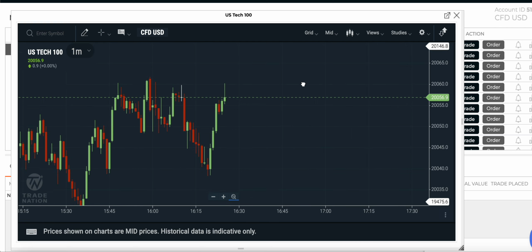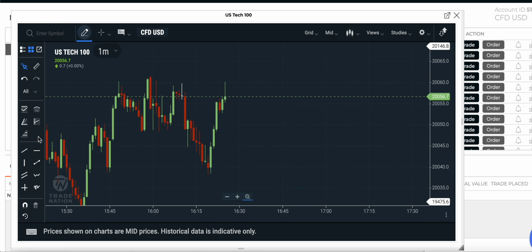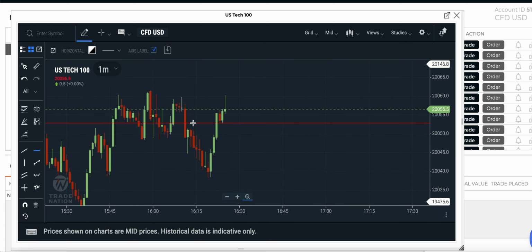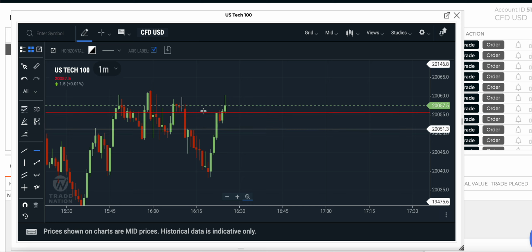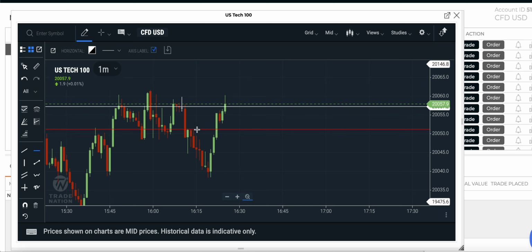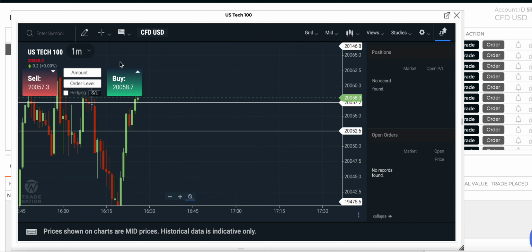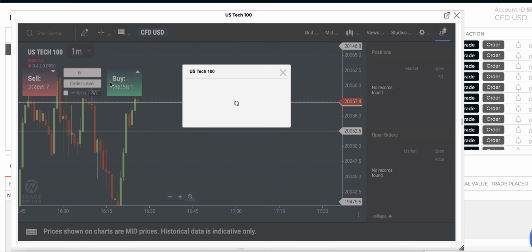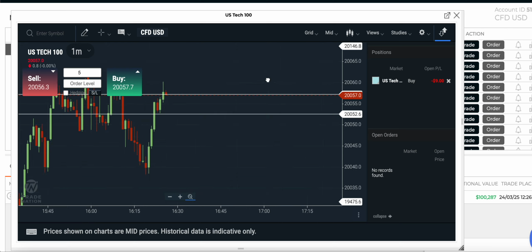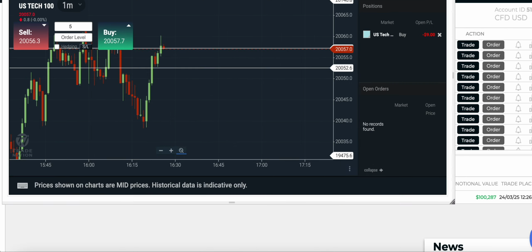Now we're switched to 1 minute. So what I'm going to do is grab my line and put the support level here, which is now where we are at, and then here. So there's two support levels. So I'm going to open 5 contracts long over here. Okay, and I'm going to go ahead with another.